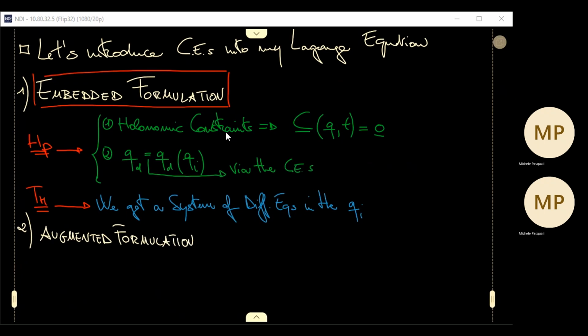All right, augmented. Let's see what the hypotheses are for this. So the hypotheses are that you can treat both holonomic and non-holonomic constraints with this method.